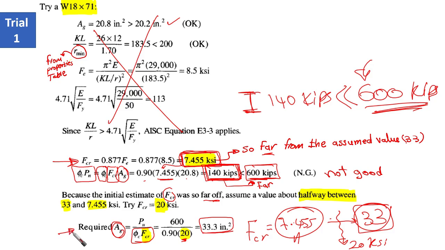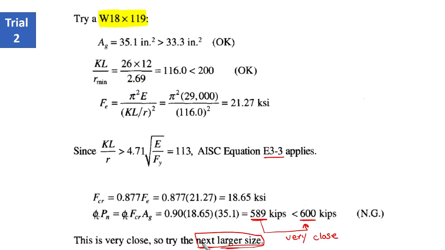Let's go to our table and try to find another shape, other than this shape, that has area gross larger than 33.3. So now this is the second trial for us. Go to your manual and try to find area gross larger than 33.3, and you're going to find this W18 by 119. This section is going to provide 35.1 inches squared, which is larger than the required area gross.